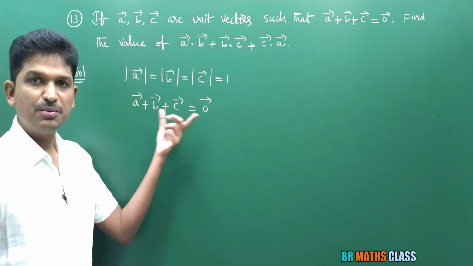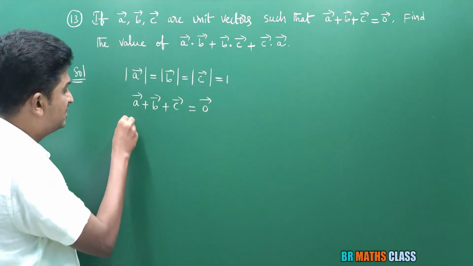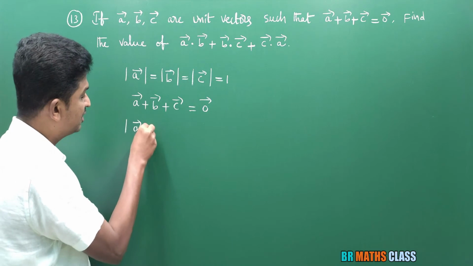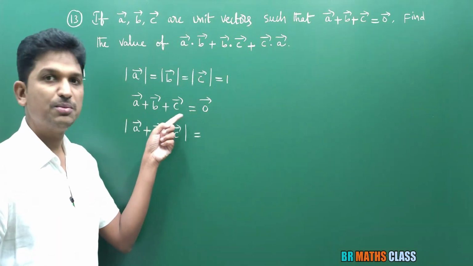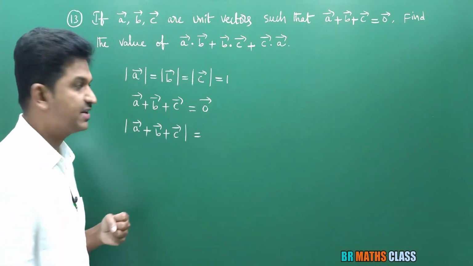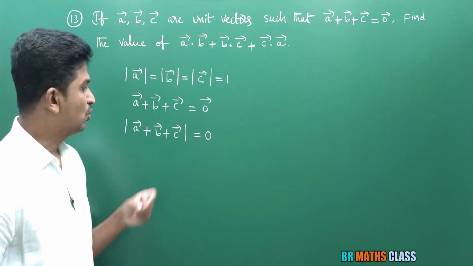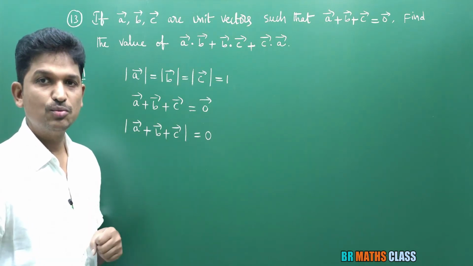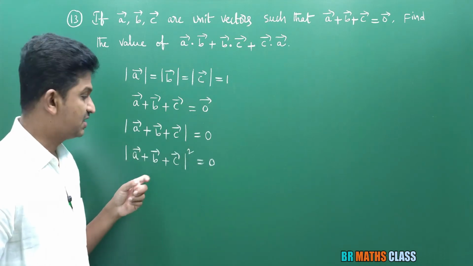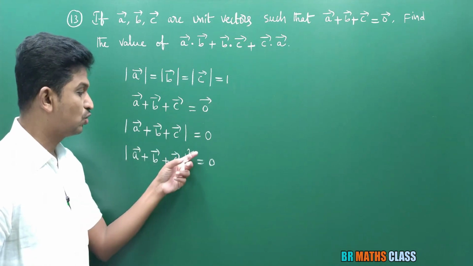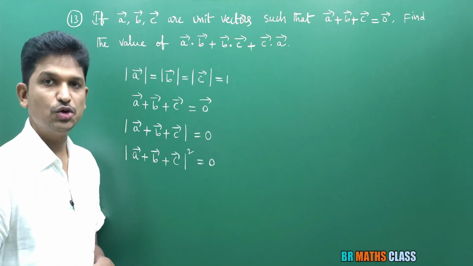A bar plus B bar plus C bar is 0 vector means what is magnitude of A bar plus B bar plus C bar? As A bar plus B bar plus C bar is 0 vector, its magnitude is what? Its magnitude is 0. Now what I'll do, I'll square this on both sides. If I square this on both sides, modulus of this vector whole square equal to 0 square, is 0 only.